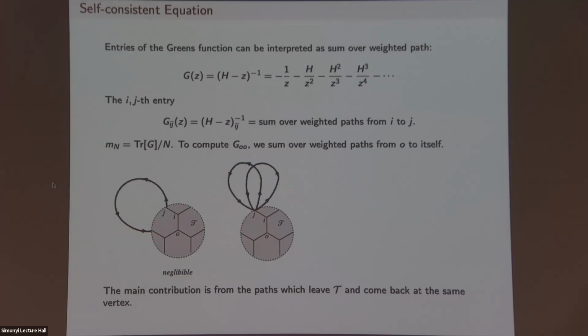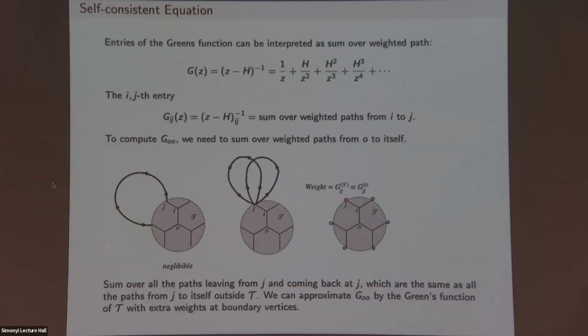If you just believe most of the neighborhoods do not contain a cycle, then the contribution from the first picture should be negligible. Otherwise, they will form a cycle. So most of the contribution should just come from the second picture: you leave the vertex j and come back at the same vertex j. And then, for the part of those paths outside this neighborhood, you can first sum them up.